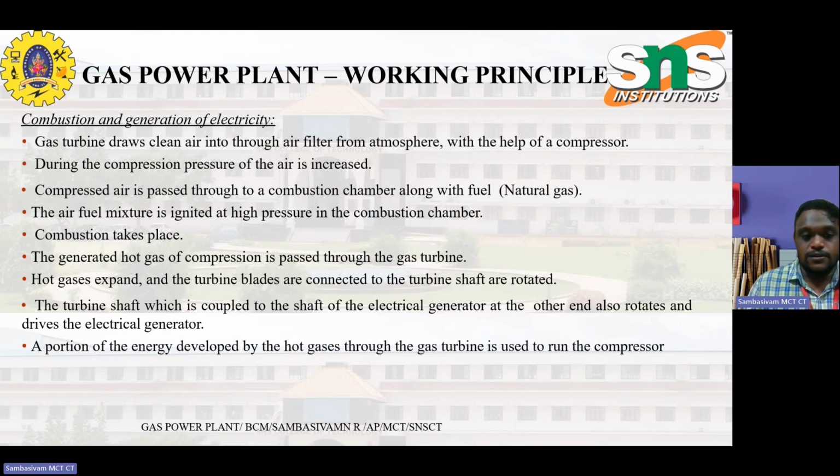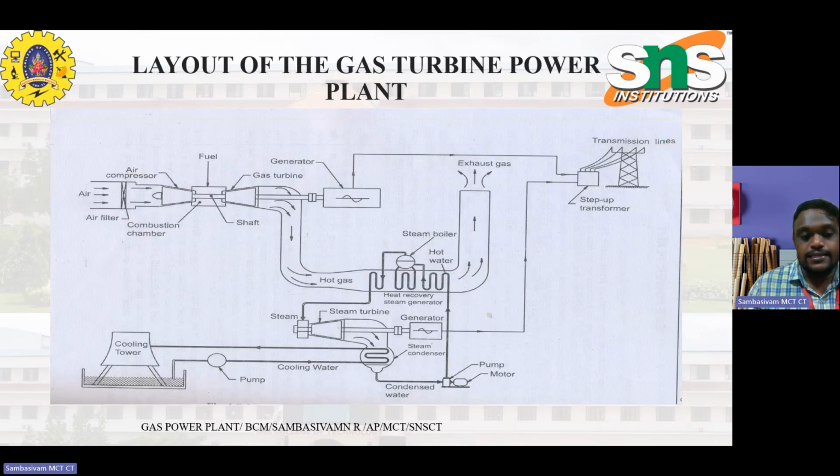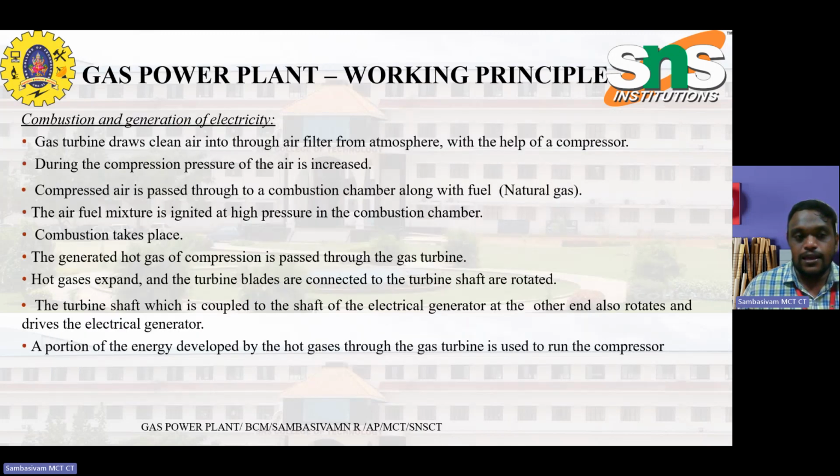An important note on gas turbine power plants: the compressor, the gas turbine and the alternator are mounted on the same shaft, so that the mechanical power of the turbine can be utilized for the operation of the compressor. Gas turbine power stations are primarily used as a standby power plant for hydroelectric power plants. So this is the combustion and the generation of electricity.